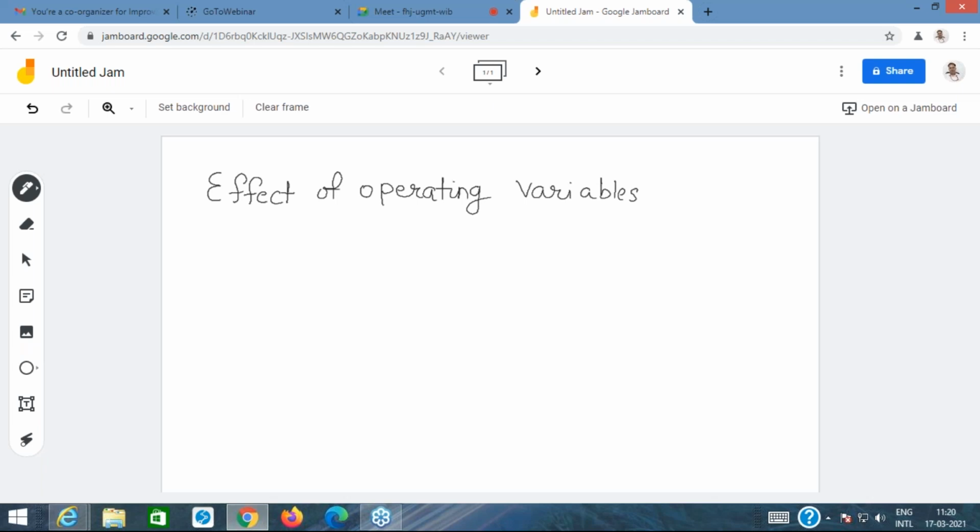So effect of operating variables on the performance of VCR is what we are going to discuss today. VCR is what? VCR is vapor compression refrigeration cycle or a system. So let me first just introduce you what is VCR by showing this VCR on a pressure enthalpy diagram, which you are already familiar with. But let us revise this a bit.